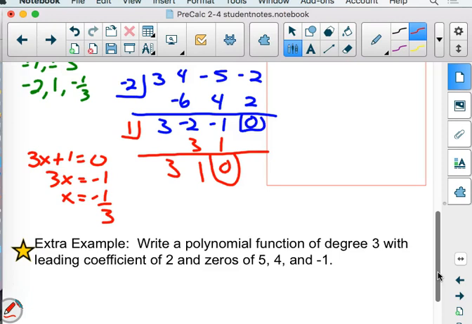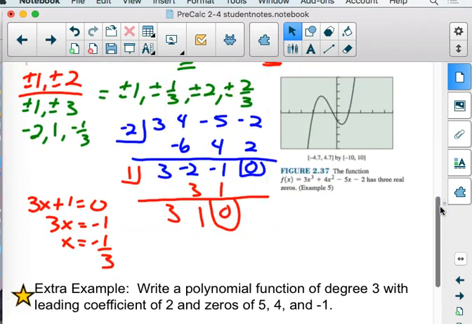Not that doing synthetic with negative 1/3 would be difficult. It's not. You don't have a whole lot to work with here. But just so you know, if you get down to the point where you're like, okay, I have run out of things that I can do and I need more zeros, well, it's quite possible you have some more that you can find in that position on.